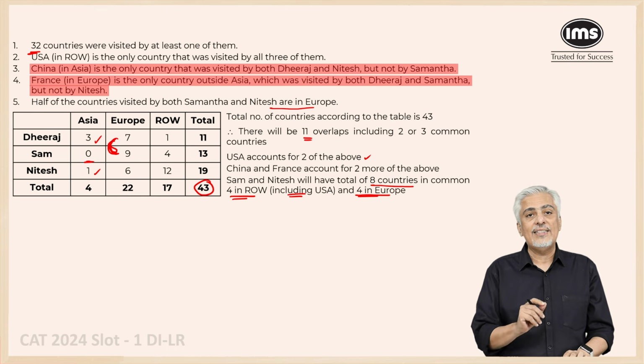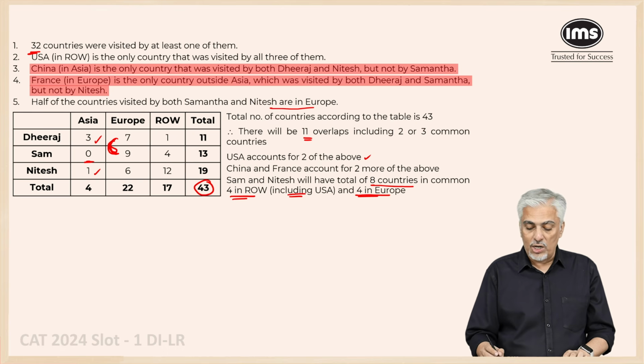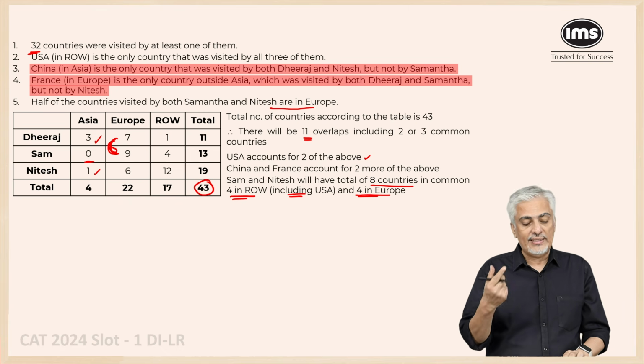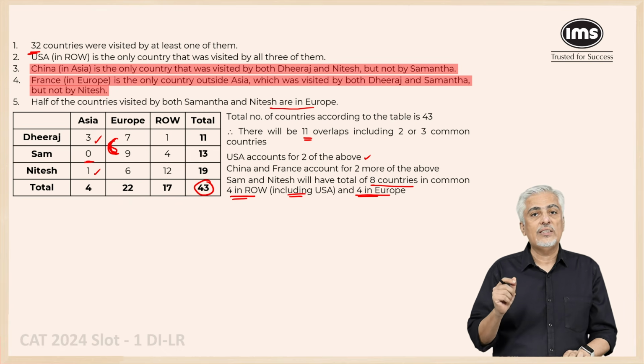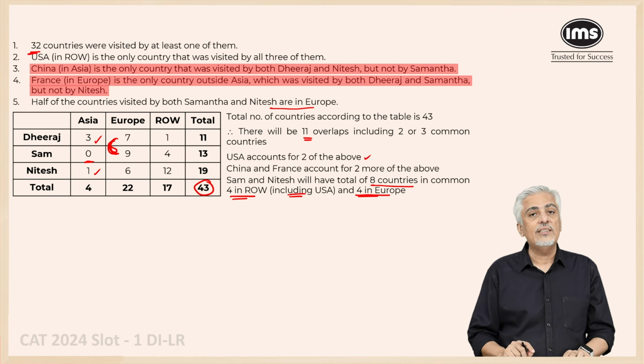Now, how did I get this number 8? Because I have to still account for 7 more. 1 USA I have already accounted for. So I have to account for 7 more, and from that is where I got this 8. Samantha and Nitesh will have 8 countries in common. 4 will be in the rest of the world and 4 will be in Europe. Okay, based on the last statement.